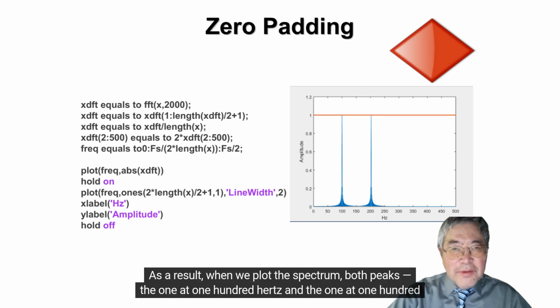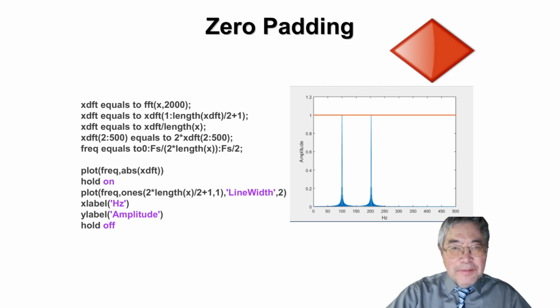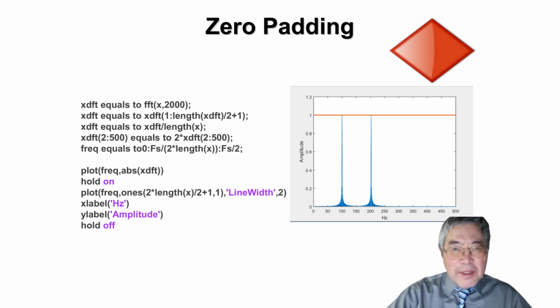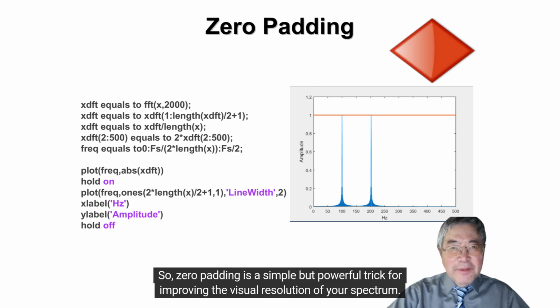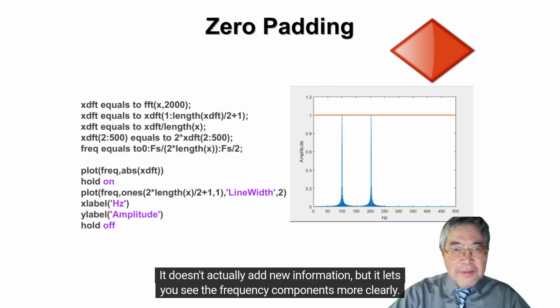As a result, when we plot the spectrum, both peaks, the one at 100 Hz and the one at 102.5 Hz, are now represented much more accurately. You can see that their amplitudes are correctly estimated and the peaks are sharper. So zero padding is a simple but powerful trick for improving the visual resolution of your spectrum. It doesn't actually add new information, but it lets you see the frequency components more clearly.